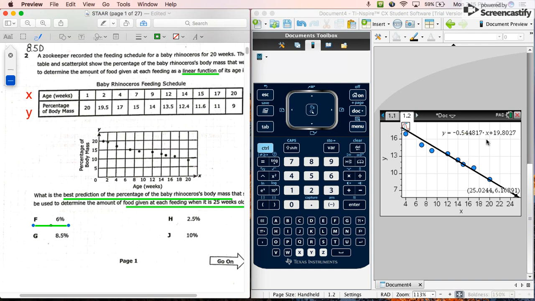Now, if you don't like the trace function, what you can do is take this equation and graph it, and then go to 25 and do the same thing, okay? So let me show you how to do that, okay? I'm going to leave this at 19.8. I'm going to leave this at negative 0.54. So let me show you what I mean.